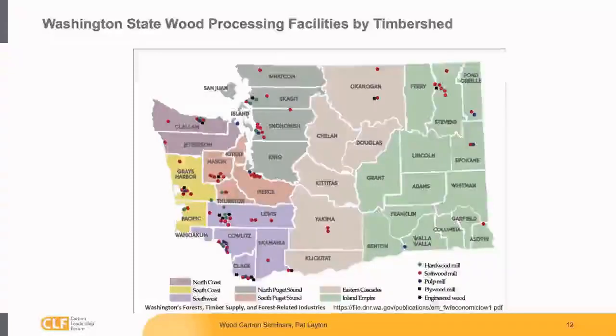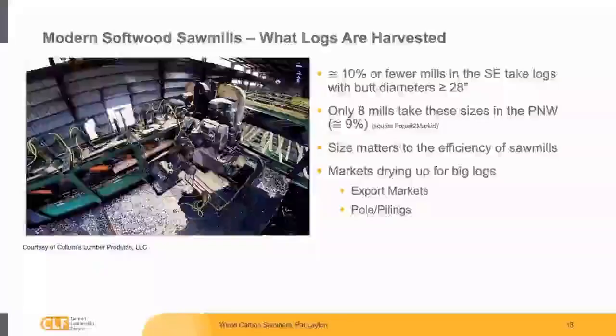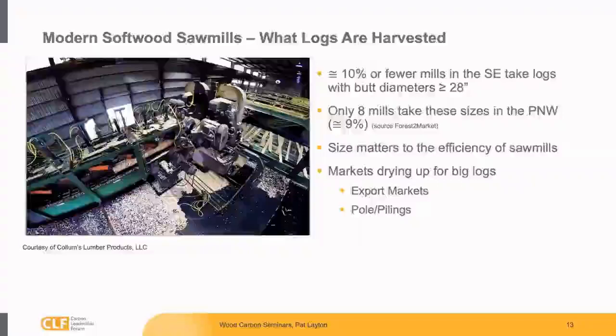So let's take a look at what efficient sawmills are like. One of the things that sawmills have done is they've reduced the size of wood that they're using. So in the Southeast, only about 10% of the sawmills take logs that have a large butt diameter. So the biggest end of whatever is coming into the sawmill has got to be 28 inches or less, or it will not go into the sawmill. And that includes plywood mills also. In the Northwest, according to Forest to Market, only 8 mills take this size. So it's about 9% of the sawmills there.